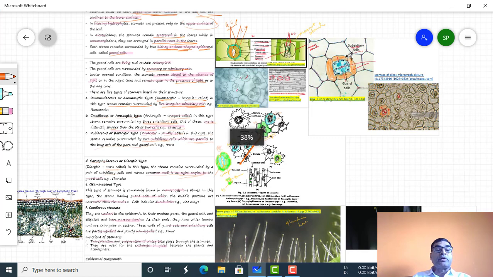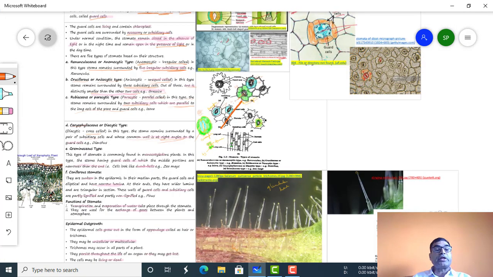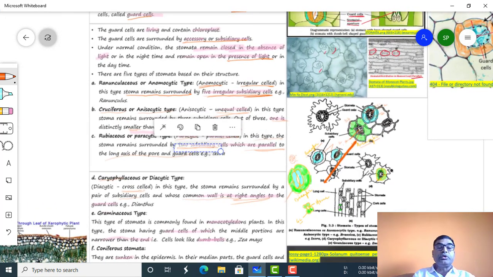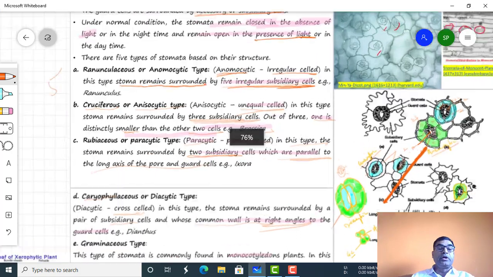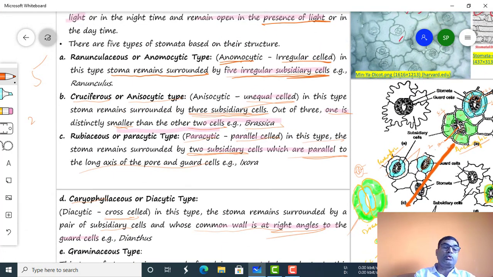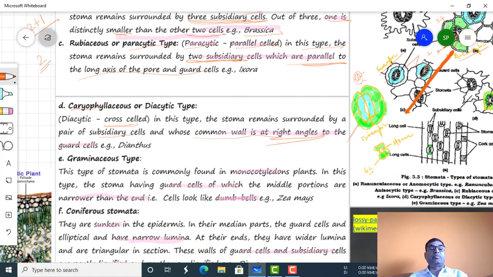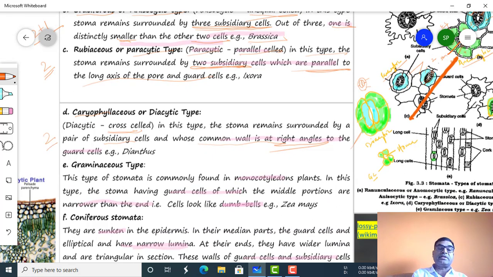So in the first one, the anemocytic type of stomata, 5 irregular cells are present. In the anisocytic type of stomata, a 2 plus 1 condition of subsidiary cells is present. In the parasitic type of stomata, only 2 subsidiary cells are present and they are parallel to the long axis of the pore and guard cell. While in the diacytic type of stomata, again 2 subsidiary cells are present and they are perpendicular to the long axis of the pore and guard cell.